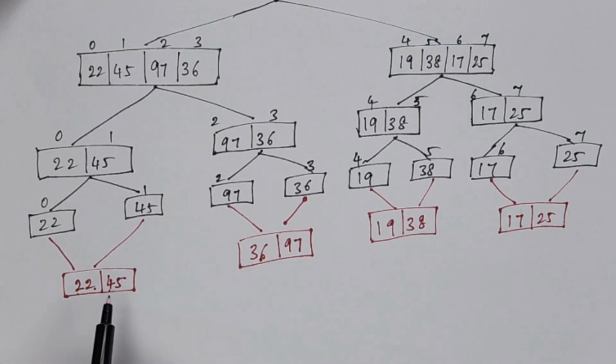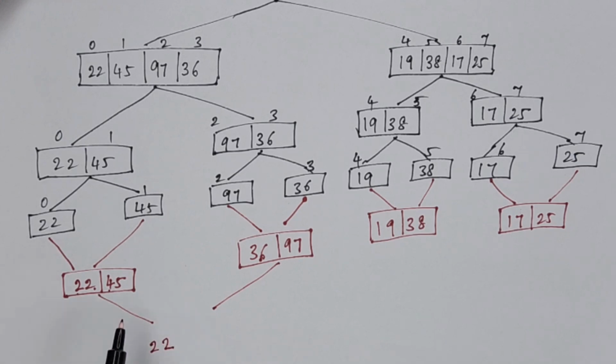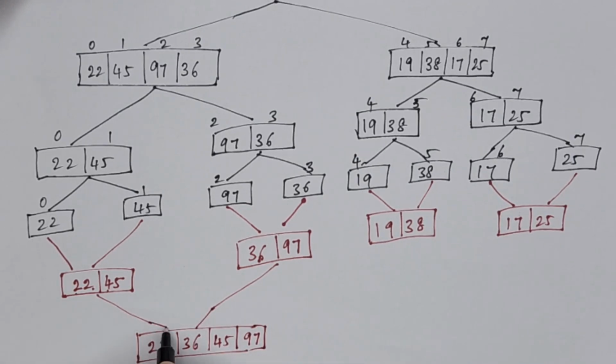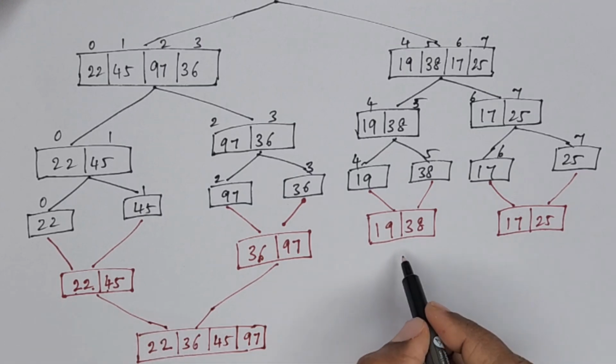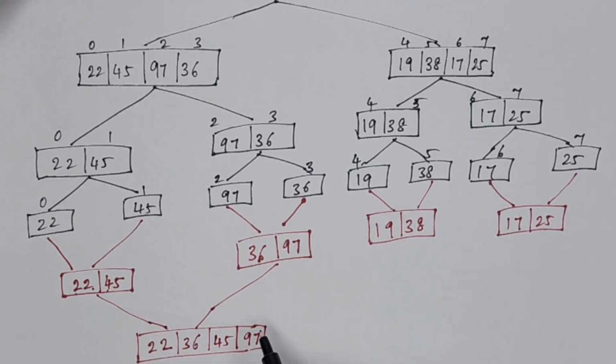So first of all, we have to sort these two arrays, 22, 36. Which one is the smallest element? 22 is the smallest element. Afterwards, 45, 36. 36 is the smallest element. Now, remaining 45 and 97. Which one is the smallest element? 45. The next element is 97. Just keep on sorting and merging until we get a sorted array.